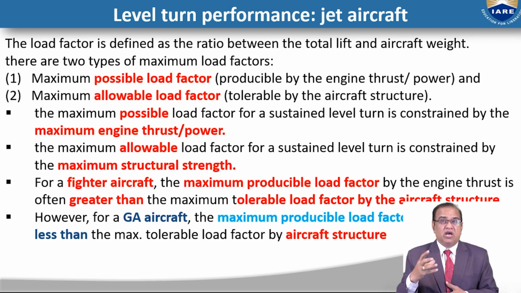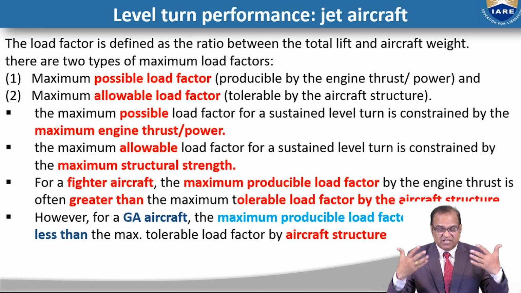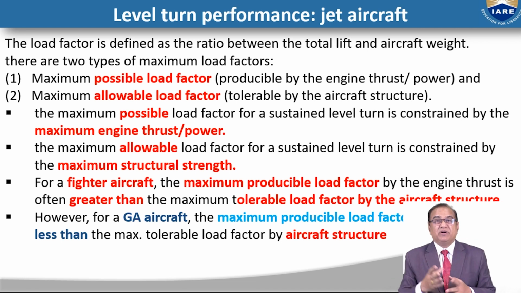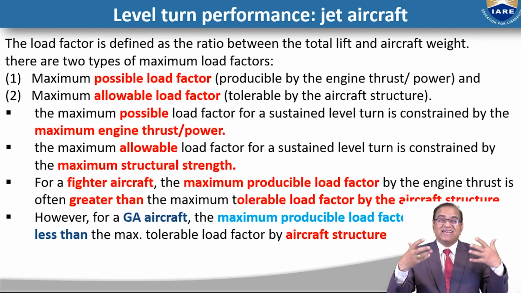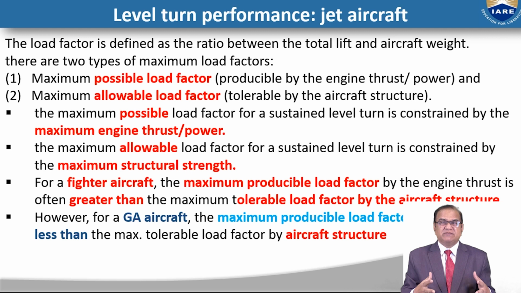So the possible load factor is how much the aircraft can generate, but the allowable load factor is a design parameter, how much load this aircraft can sustain. The maximum possible load factor for a sustained level turn is constrained by the maximum engine thrust and power, and the maximum allowable load factor for a sustained level turn is constrained by the maximum structural strength.